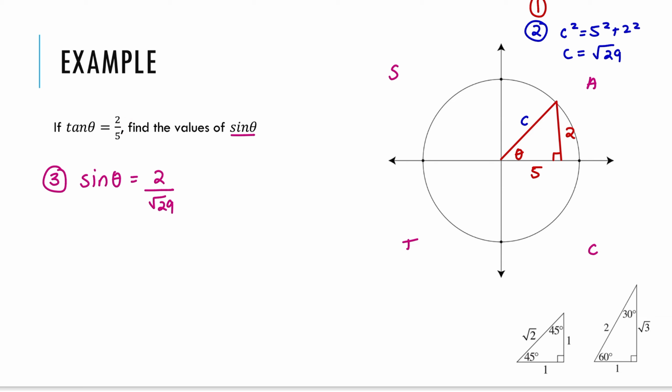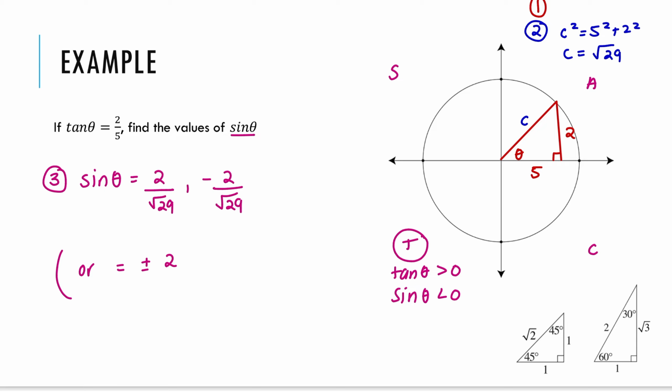Tan theta is also positive here. And in this quadrant, tan theta is positive. Actually, I might write it like this. But sine theta is actually negative. So my other possible value for sine theta is also minus 2 over root 29. You also might find that some textbooks or some worked solutions might write their answer with a plus minus symbol. So just as an FYI, that means the same thing.